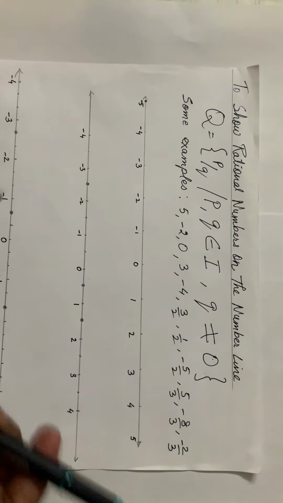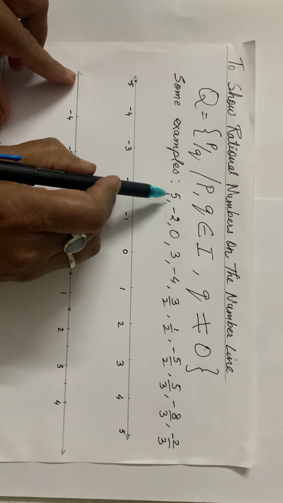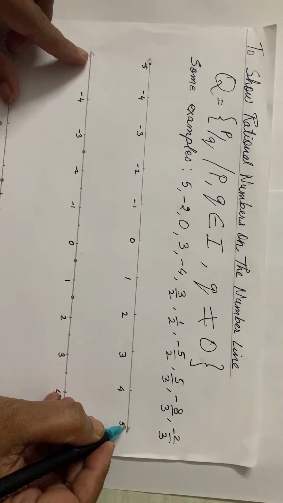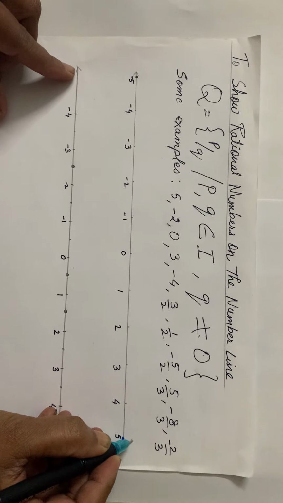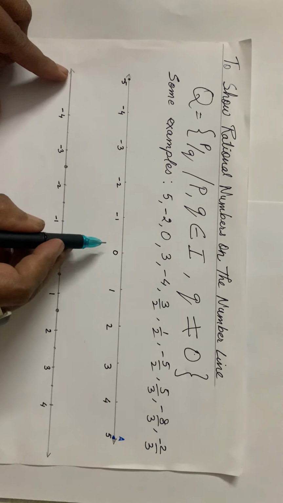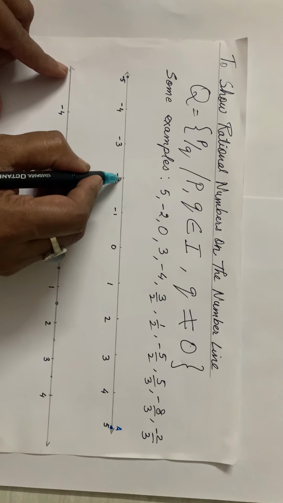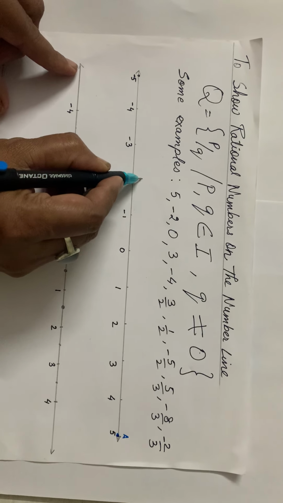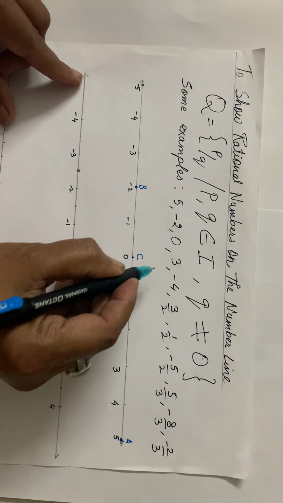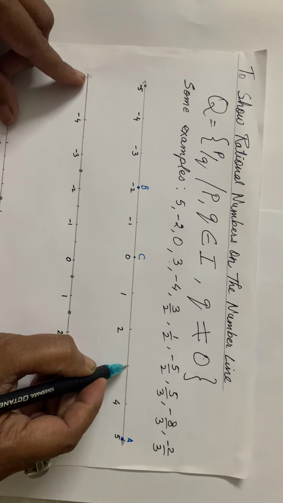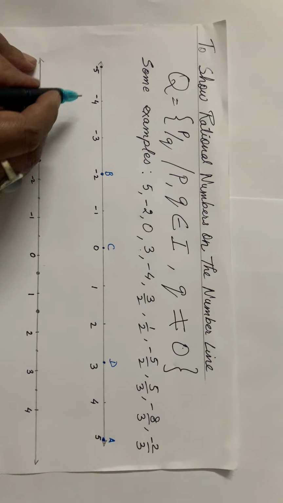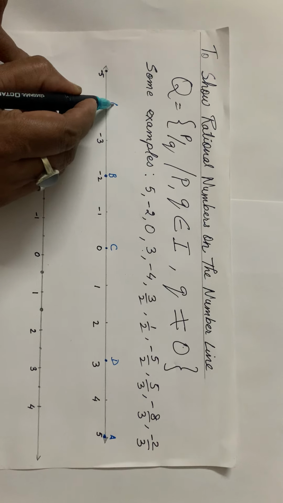Now, I will show the rational number, that is 5. So for that, because 5 is a positive number, here it is on the right hand side of 0. I will mark the point and then I will label the point. Let it be A. Minus 2, because it is a negative number, it will be on the left hand side of 0, minus 2. I will name it as B. 0, C. Now this 3 is again a positive number, so here D point. Minus 4, again negative number, so E point.